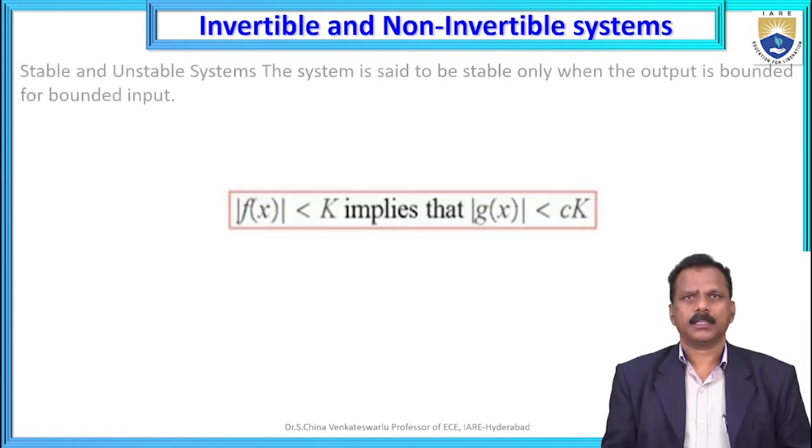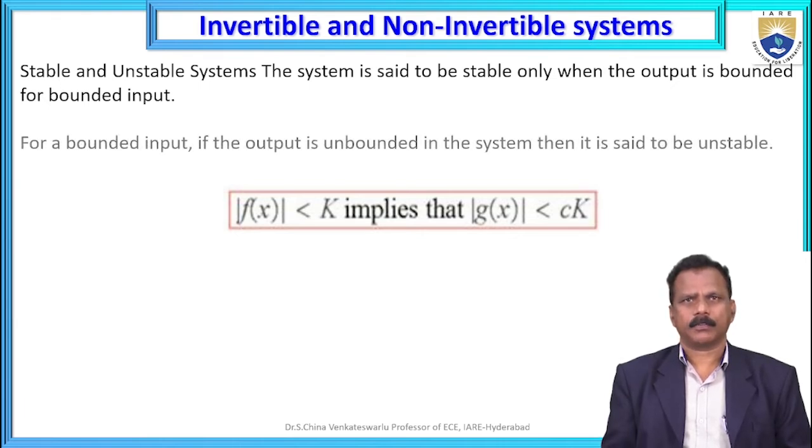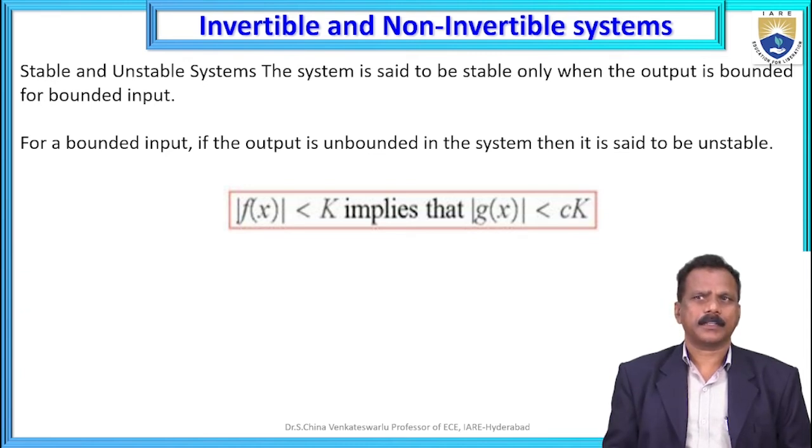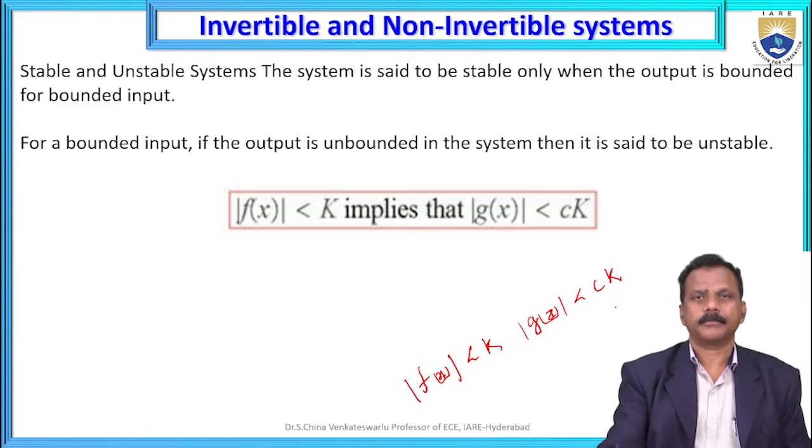Okay. So here, a stable and unstable system. The system is said to be stable only when the output is bounded for bounded input. For a bounded input, if the output is unbounded, then the system is said to be unstable. Like this, mod f of x less than k implies that g of x is less than c into k.